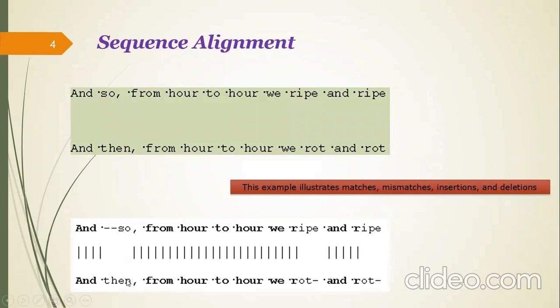We will get some deletions, some mismatches. You can see "so" and "en", some mismatches. All of these sort of things we will go through when we get into sequence alignment. Who will explain?